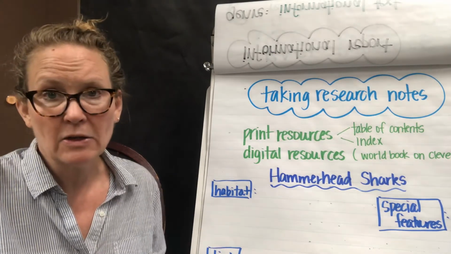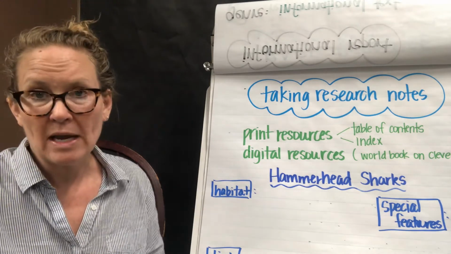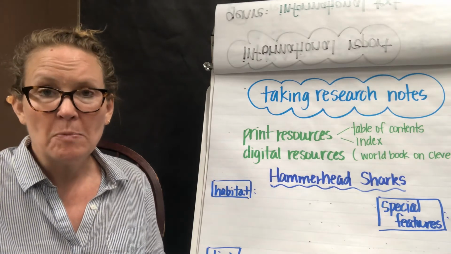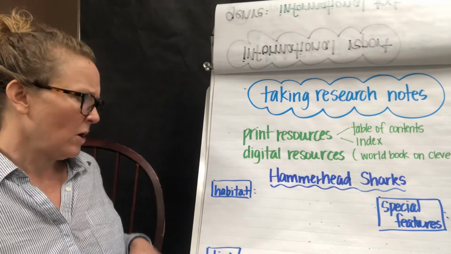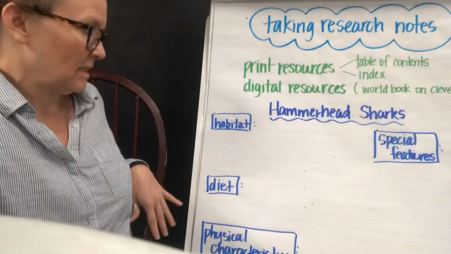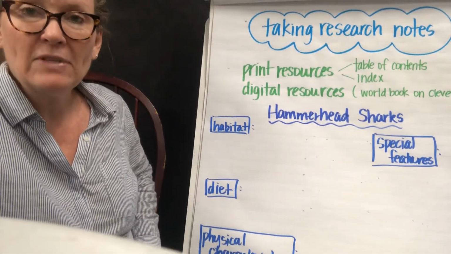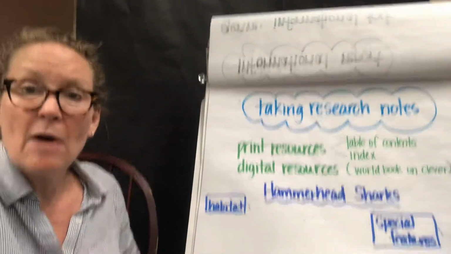One of the things that I learned today when I went on to World Book is that the habitat of the hammerhead shark is in warm and tropical waters. They live both in the open sea and next to the coastline. So on my research notes, I don't want to write that whole sentence. I really just want to remember the important points so that when I go to do my drafting, I have those facts ready to make my sentences out of.